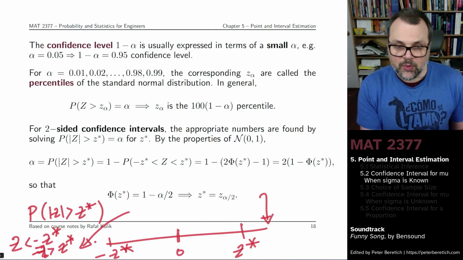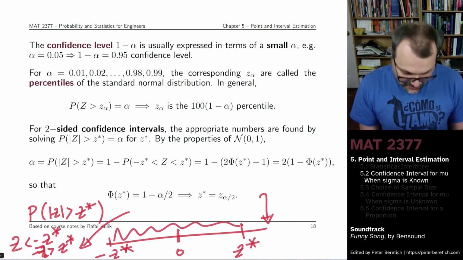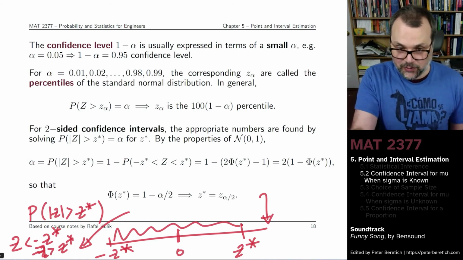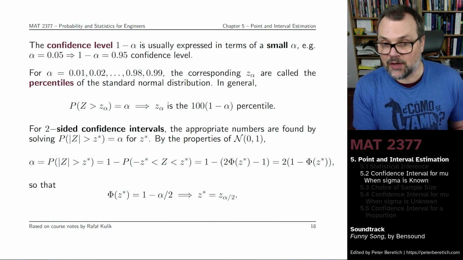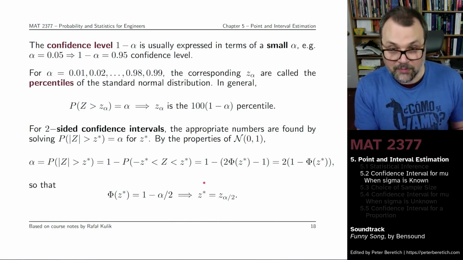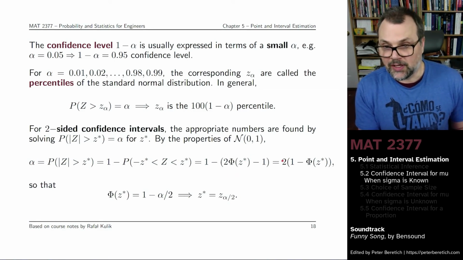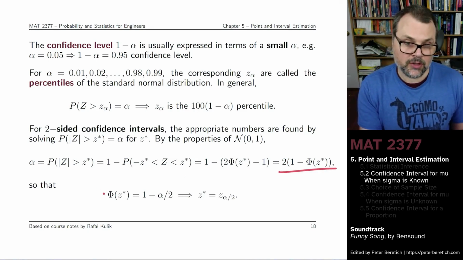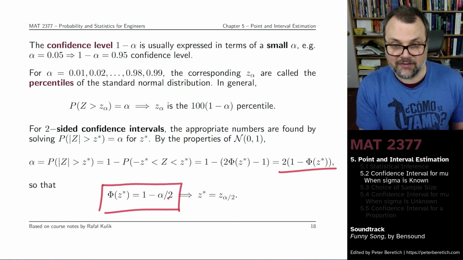So you're interested in what's happening outside of this interval. By definition, this is going to be 1 minus the probability of being inside the interval, and then you apply the same properties of the standard normal. We've done this already 3 times in this video alone. This expression here is twice the CDF at Z star minus 1, and then you just work it out to get twice 1 minus phi at Z star. So that in general, phi at Z star would have to be equal to 1 minus alpha divided by 2, right?